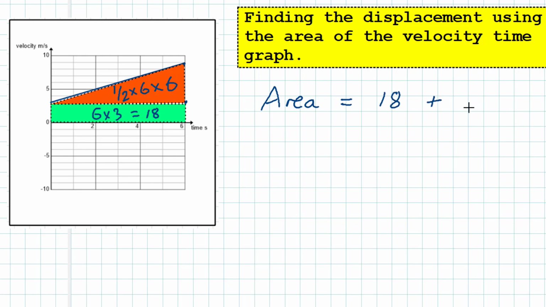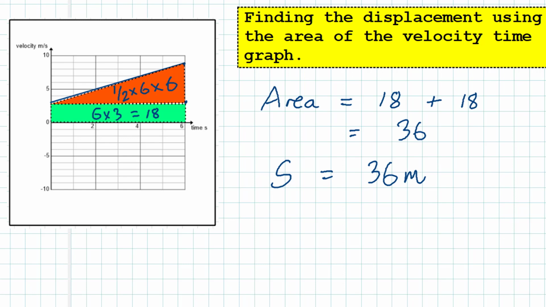So the area of that velocity time graph is made up of a rectangular part, 18, plus the triangular part, which is also 18. Half times 6 times 6 is going to give us 18. So the total area is 36, and we can then change that to displacement. Displacement is 36 meters. So there's two ways of working out the displacement from a velocity time graph.